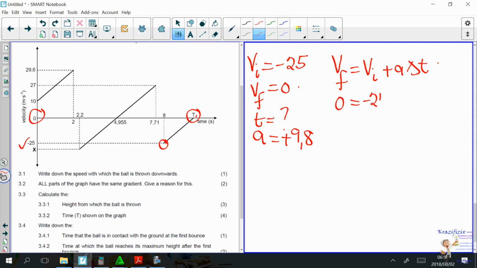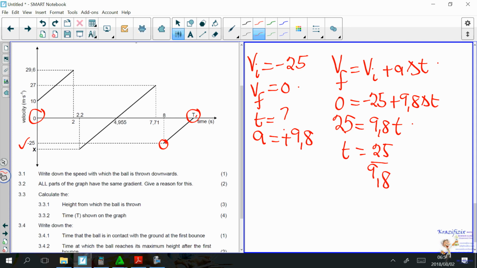0 equals negative 25 plus 9,8 delta t. If we move the 25, it becomes positive. Guys, you must never get a negative time. Divide 25 divided by 9,8. Your answer should now be, if you use your calculator, 2,55 seconds. But hold on.